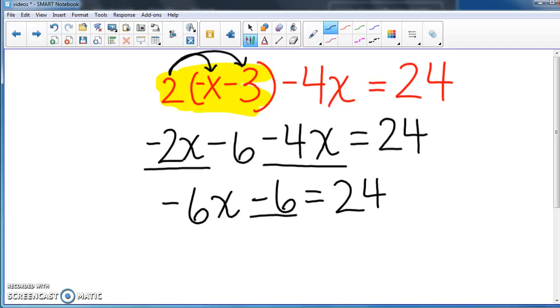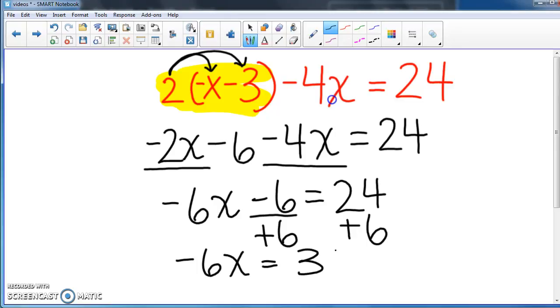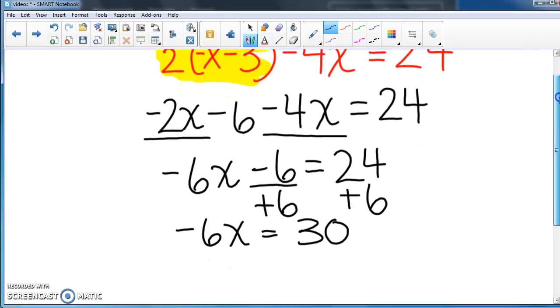The way I like to do it is I always flip. So I'm going to flip it to the opposite, which would be a plus 6. And if I flip it here, I flip it over here. And now that I have the opposite of 6x equals 30. Now that I have x all by itself, I can divide into equal groups.